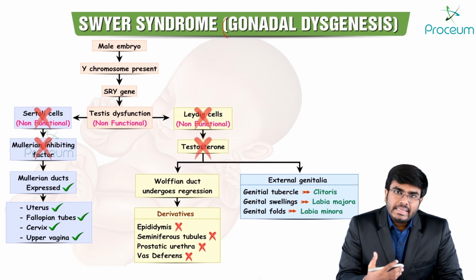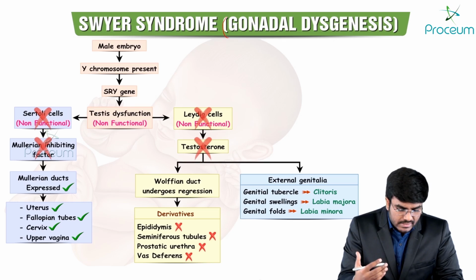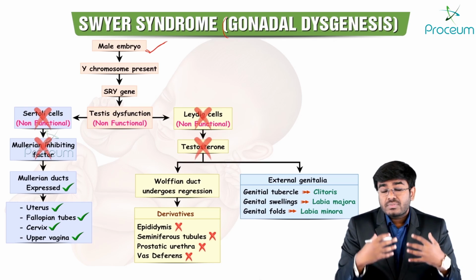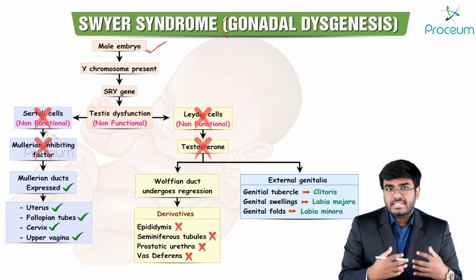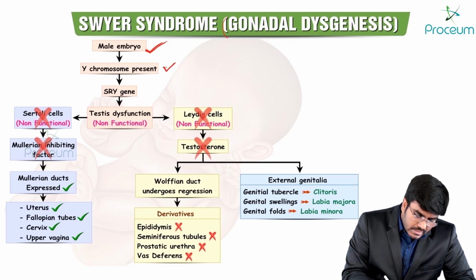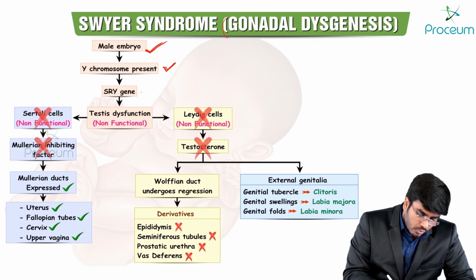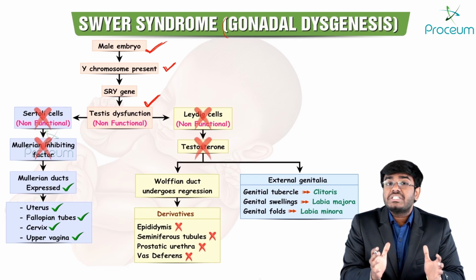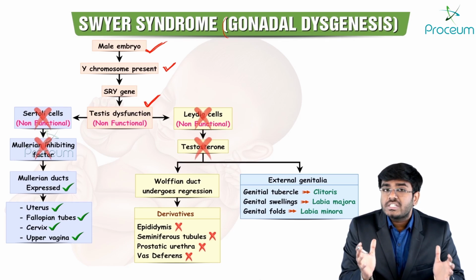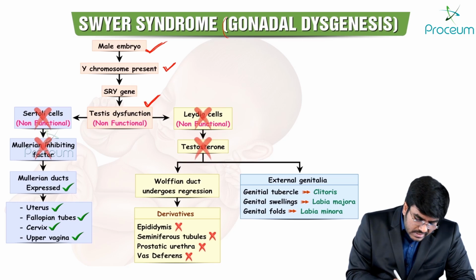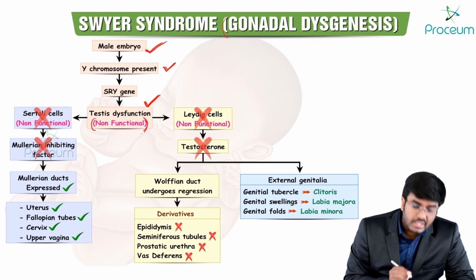So what exactly is happening in this condition of gonadal dysgenesis, guys? We are going to take a male embryo, which means this Swyer syndrome is going to happen for the male child. Now, in this male embryo, there is a Y chromosome present, and because of this Y chromosome, there is development of the testicular tissue. But what is the name of the topic, guys? Gonadal dysgenesis. The gonads are dysgenetic, which means the gonads are non-functional. So this testis is non-functional.